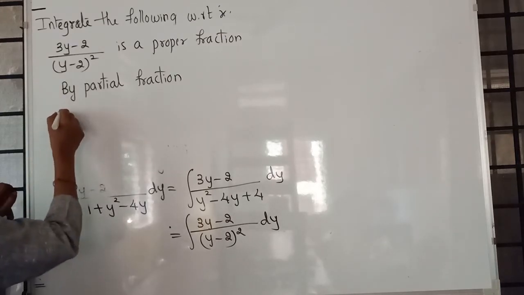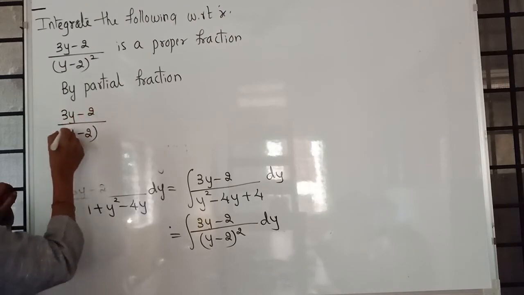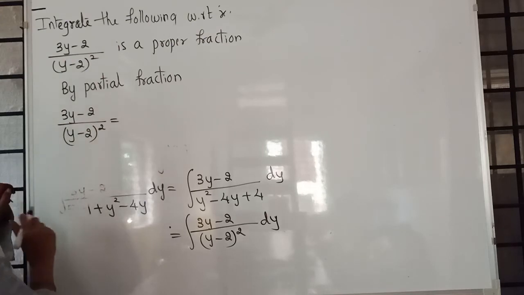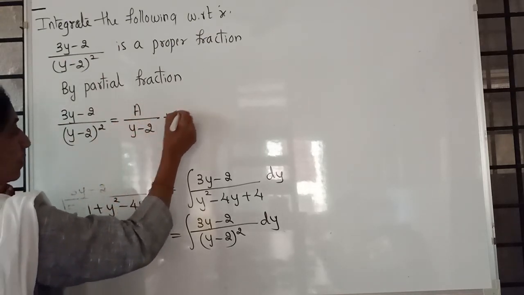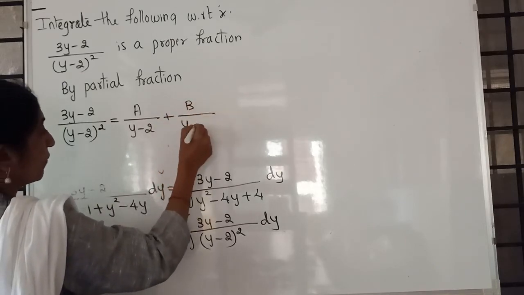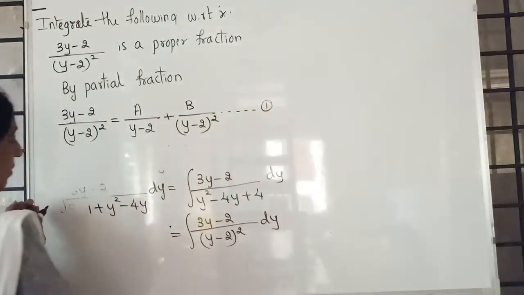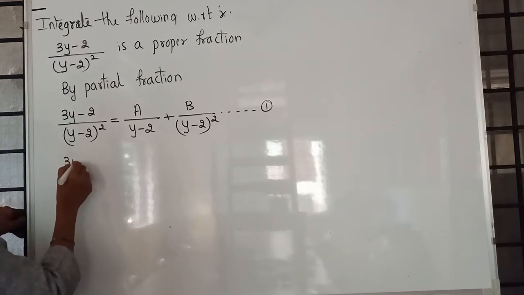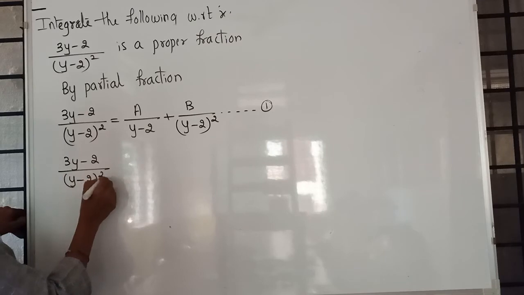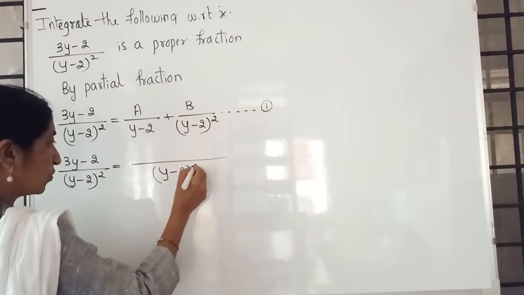3y minus 2 upon y minus 2 whole square. Only one bracket, that is a repeated linear. It is a upon y minus 2 plus b upon y minus 2 whole square. Let us call this equation 1. Now take the LCM. Left side as it is, and you are familiar: whatever is there in the left side denominator, the same term comes as the LCM. Y minus 2 whole square.